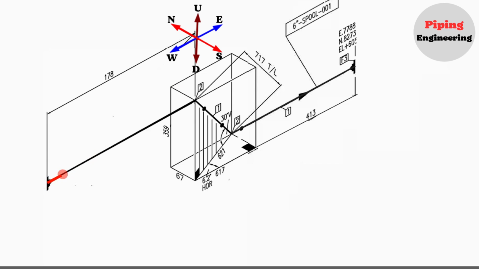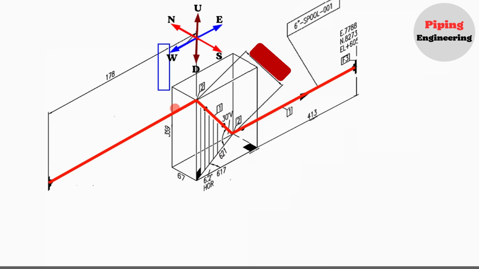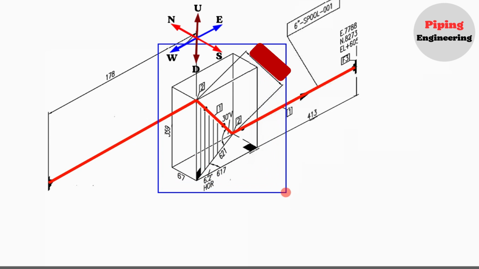In this fabrication isometric drawing, the pipeline travels eastwards. This pipeline first moves downward by 359 millimeters, then continues eastward for 617 millimeters, and finally shifts northward by 67 millimeters. And finally continues eastward again. As you can see in this fabrication isometric drawing, the pipeline displacement forms a right-angle parallelogram, as shown in the video. To verify the accuracy of this pipe section length, we'll use the method we learned to calculate it.